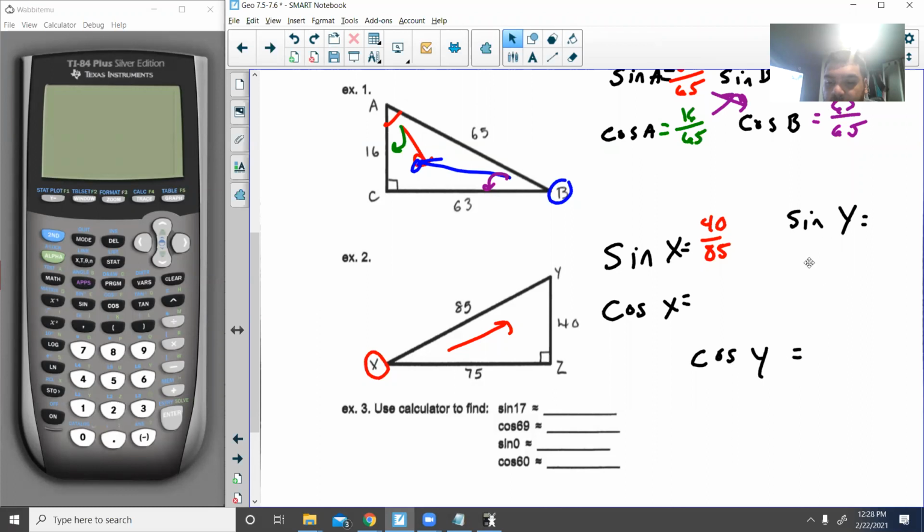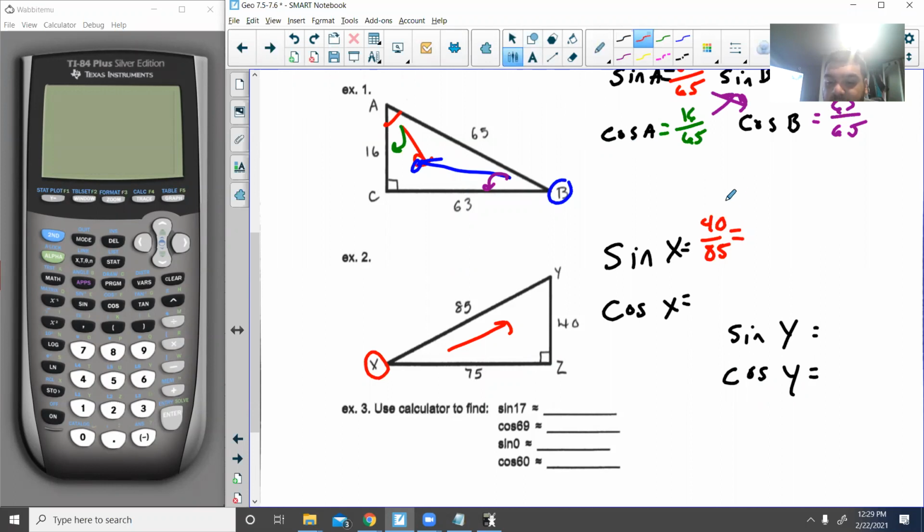Let me put this somewhere else. 40 over 85 can be simplified. I could take out at least a 5 for sure out of both of these. So if I took out a 5, that'll be 8 over 15, 16, 17. 8 and 17 have nothing in common, so you could circle it there.